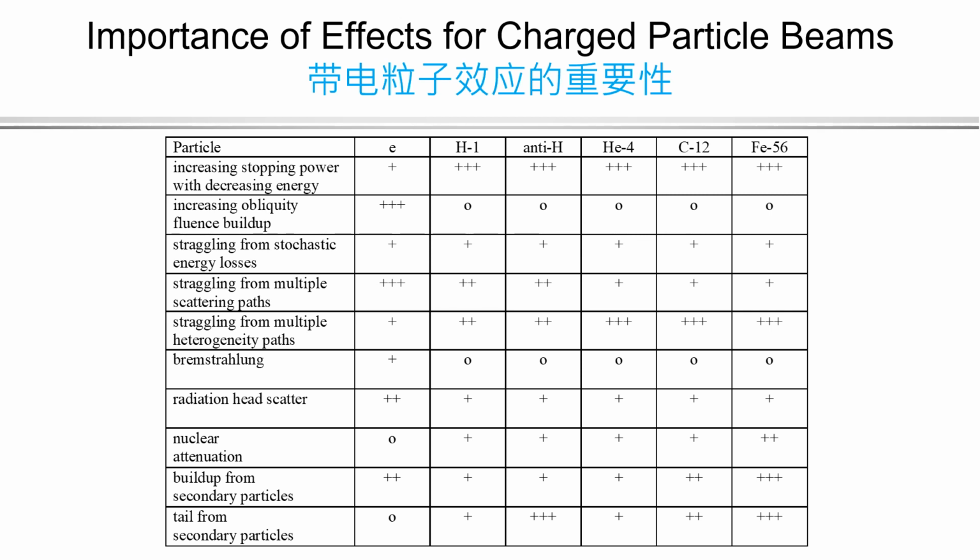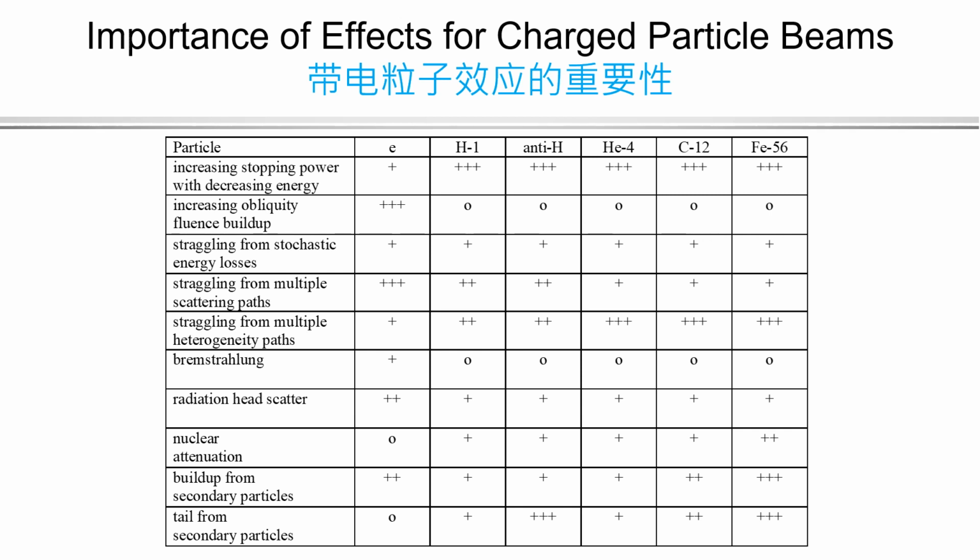Bremsstrahlung is only important for electron beams, as the heavier particles are moving too slowly for this effect to occur. Scatter from the radiation head of the light ion beam treatment unit is most important for electron beams because of their light weight. However, it cannot be ignored for the other beams.